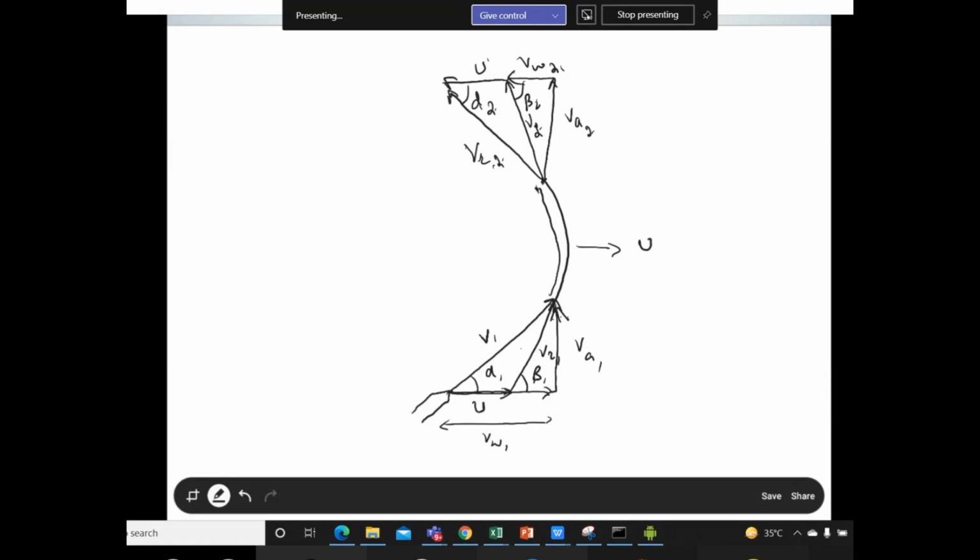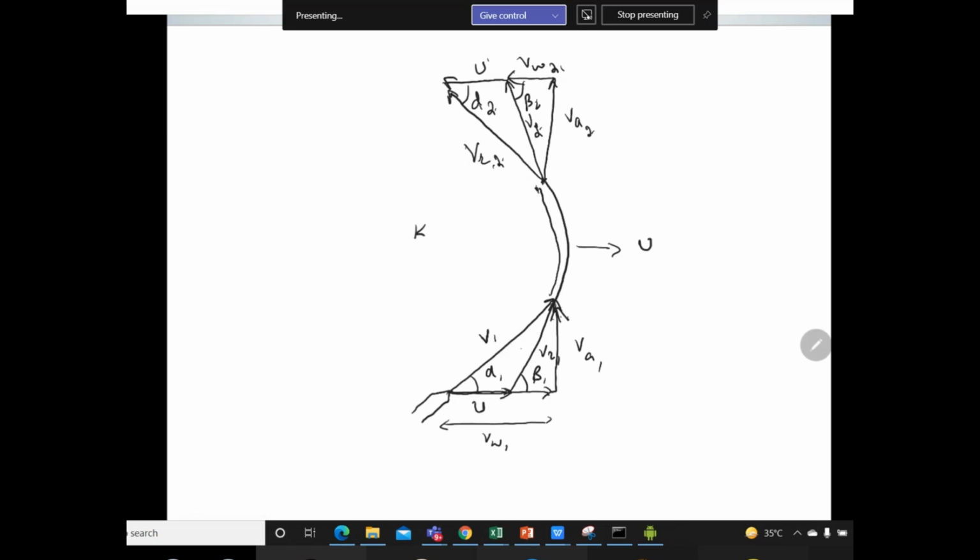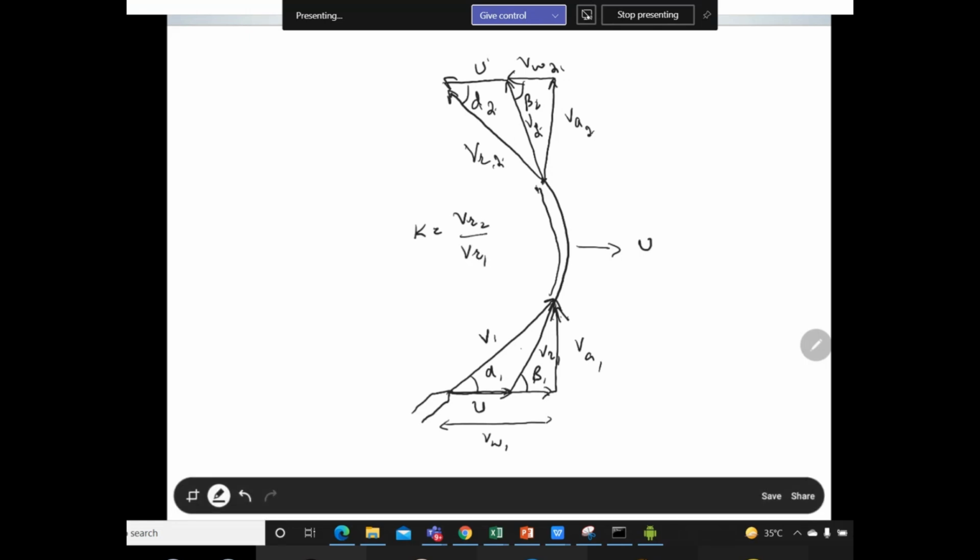If we assume that there is friction, then for friction we just have to consider another factor, which is the blade velocity coefficient, basically the ratio of VR2 divided by VR1. However, in this case we are considering there is no friction, so we do not need to consider this coefficient. Okay, so this is the velocity diagram. If you have any questions, you can ask me, and then we move towards the next part.